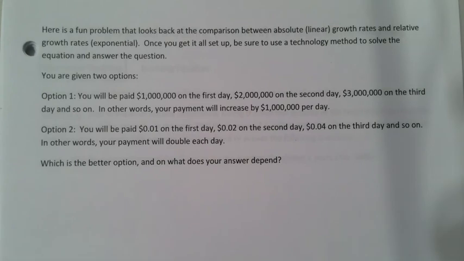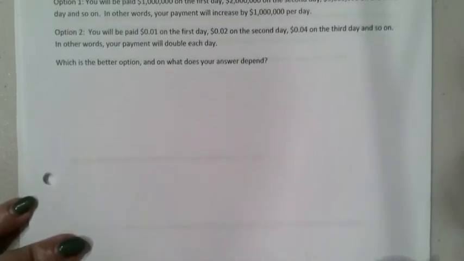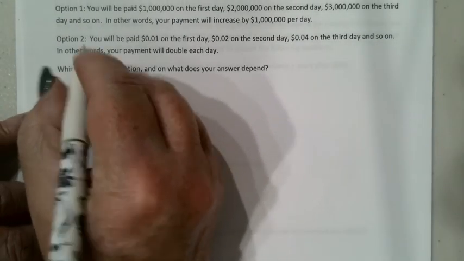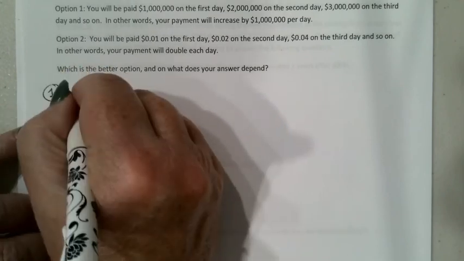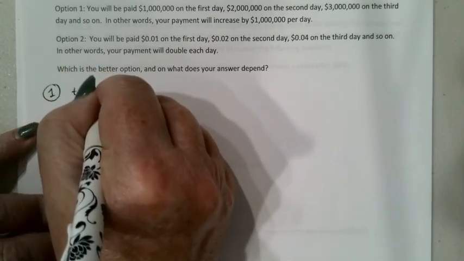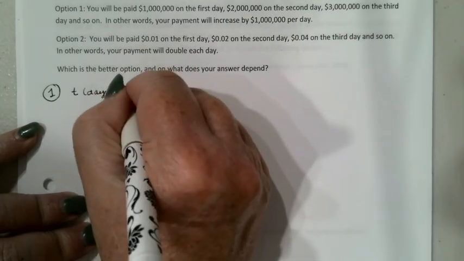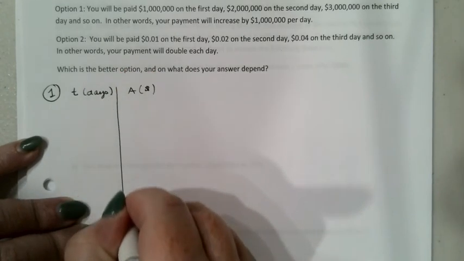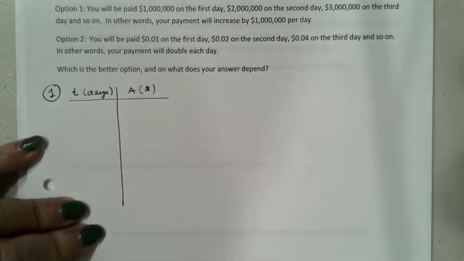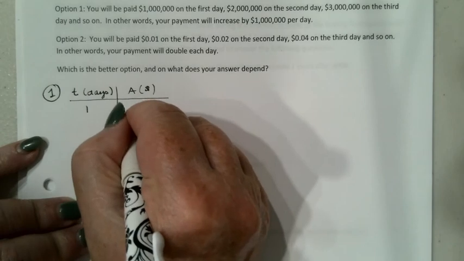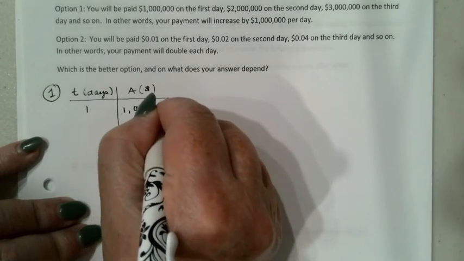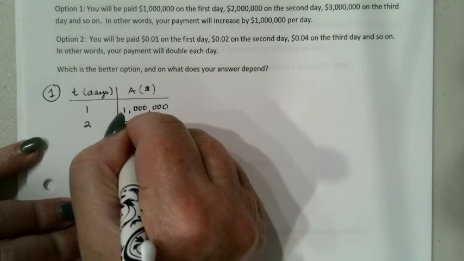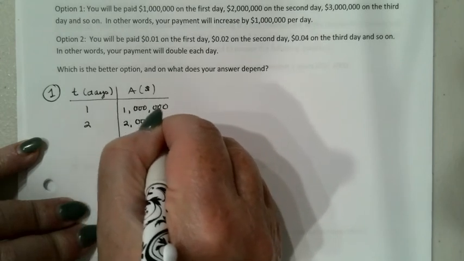Well, let's see if we can at least start by thinking about what the better option would be by modeling these 2 possibilities. So let's see. If I make a little chart for option 1, T would be days, and A is going to be the amount in dollars that we are being paid. So on day 1, we're paid $1 million. Day 2, we're paid $2 million, and so on.